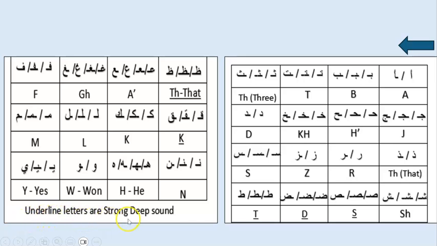Underline letters are strong, deep sounds. What do I mean by that? For example, I have this letter S, and I have also another letter with the sound S, but there is underline. What it means? It means it's a strong one. So this one is S, S, S, and this one is so, so, so.